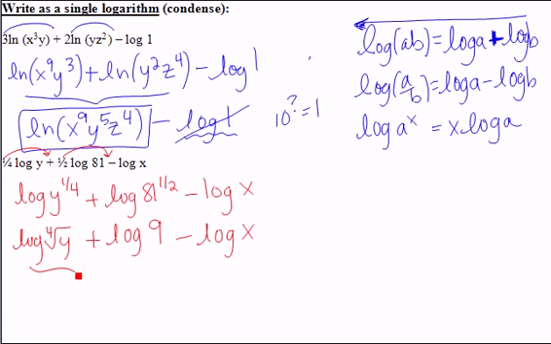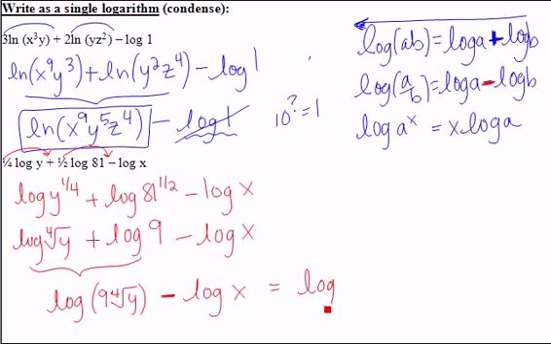Now, again, we have a sum, which means it'll turn into a product using that product rule. 9 times the 4th root of y. Now this minus doesn't just go away this time because we've got a quantity here. So it's going to be the quotient rule. With that subtraction, it'll turn this into a quotient. If you notice over here, the minus is from the quotient rule. So we have the log of 9 times the 4th root of y, over x, a quotient. And now we've condensed.